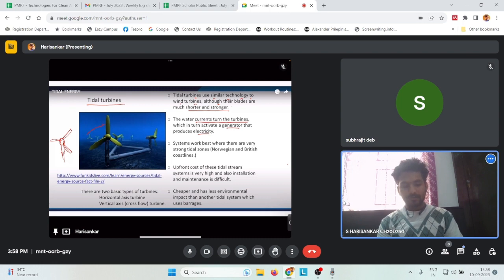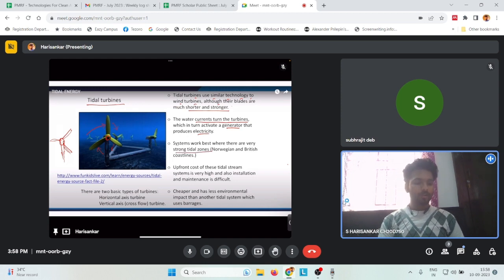Because of the water flow, this turbine starts rotating, and this rotational energy, since this part is connected to a generator, is converted into electricity. So basically this works the way a wind turbine works, but instead of being kept in the open, these are kept in the ocean or underwater.